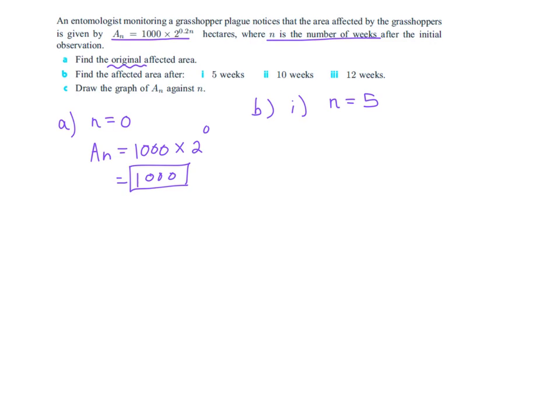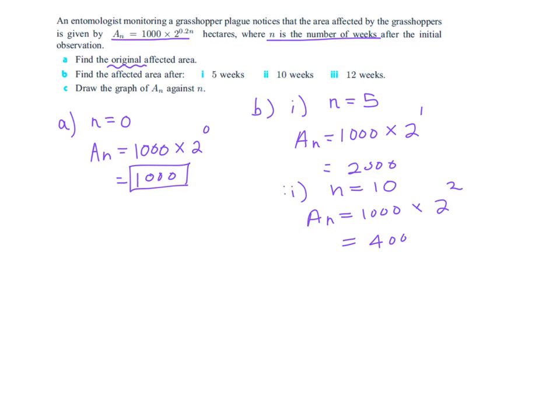All you need to do is just plug in the values. A_n is equal to 1,000 times 2 to the 0.2 times 5. That's first. So 2,000 hectares. Second one, same idea. When n is equal to 10, A_n is equal to 1,000 times 2 to the 0.2 times 10, that's 2. So 2 to the 2, that's 4. So 4,000 hectares are affected.